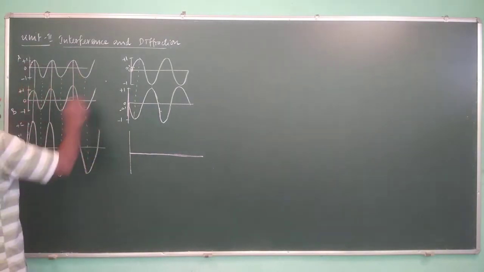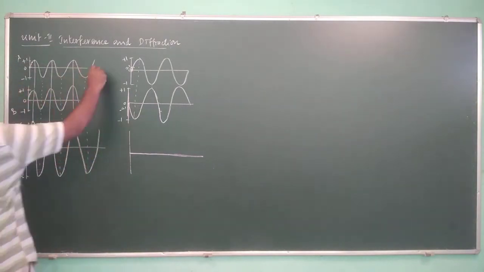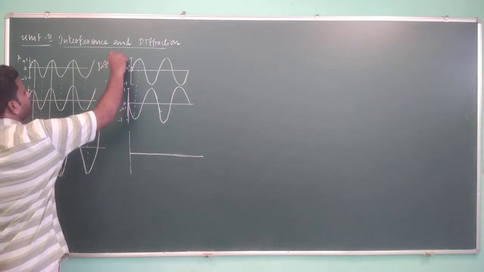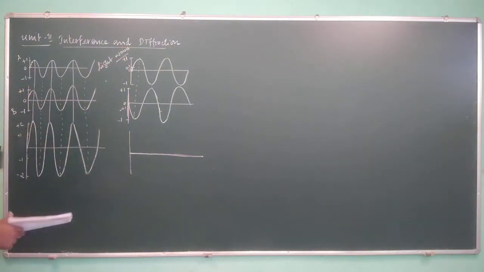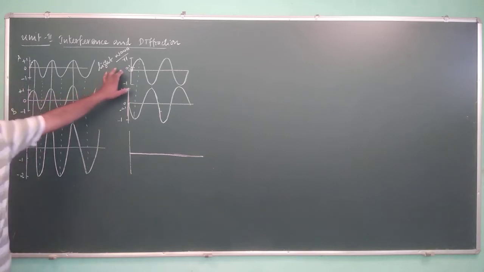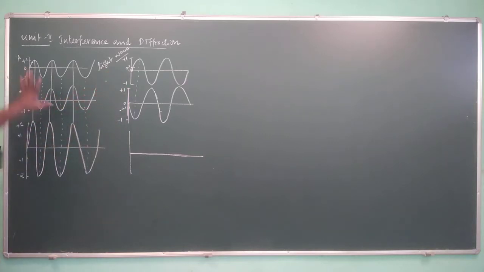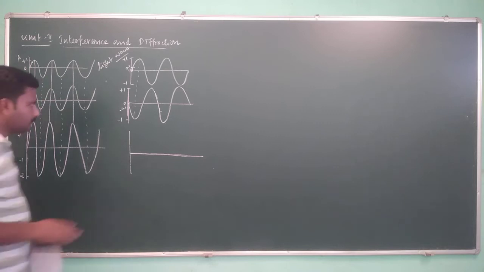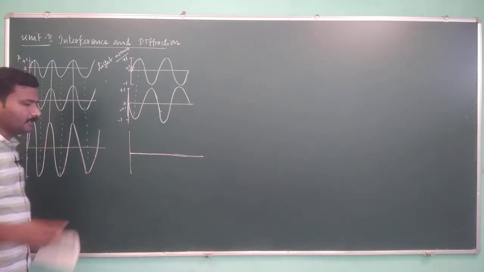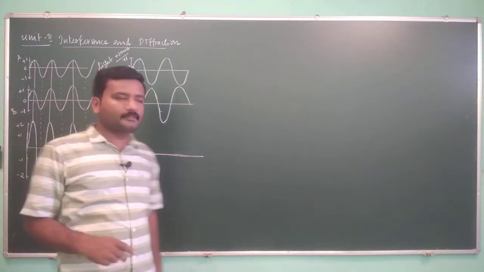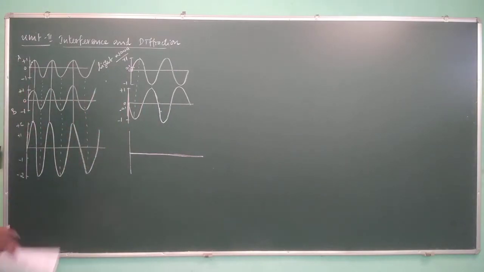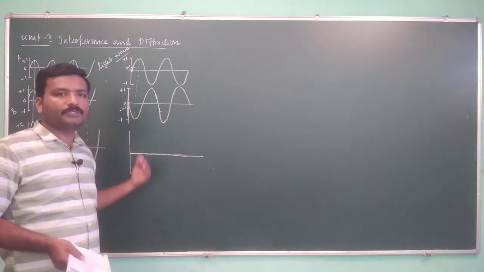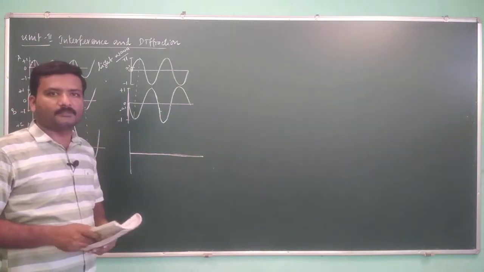Let's say this wave is a light wave. Two light waves of a particular frequency, both have the same frequency. The only thing is their phase will be different. So when these two waves are allowed to interact, the resultant wave shows different characteristics. This phenomenon of adding up the amplitudes of two interacting waves is called interference.